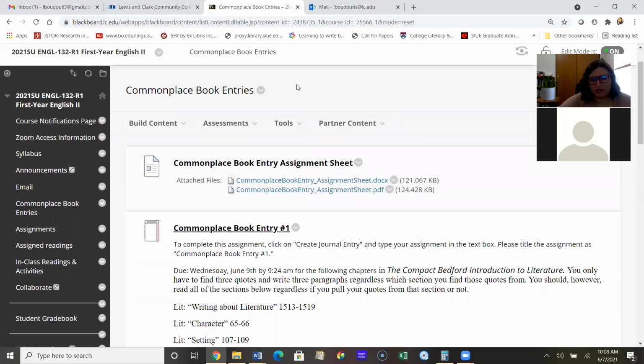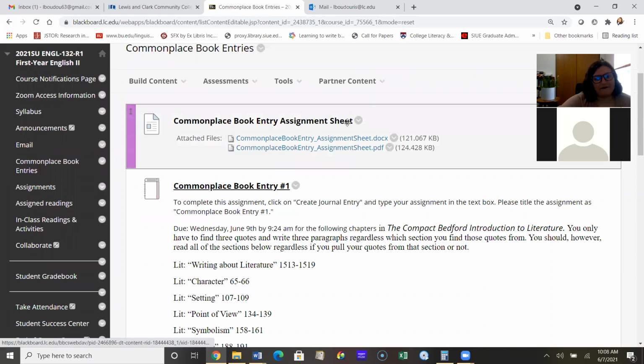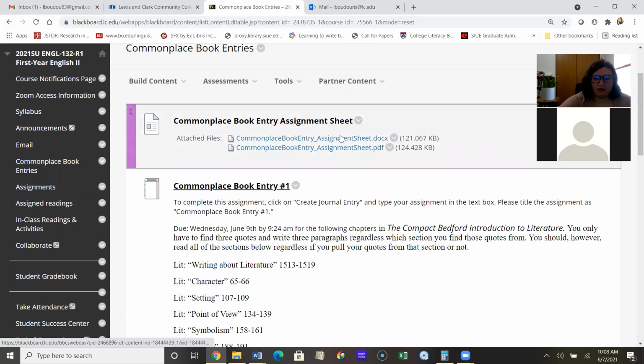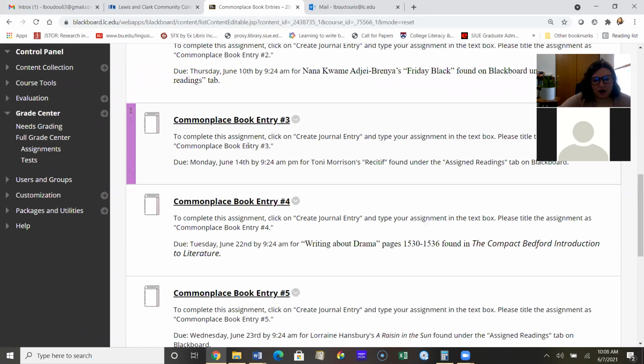I haven't formally discussed the assignment sheet. If I have time at the end of the class, I will do that. If I don't, I'll do it tomorrow. But that will be the assignment sheets up here. And all of the complex book entries are already ready to go.